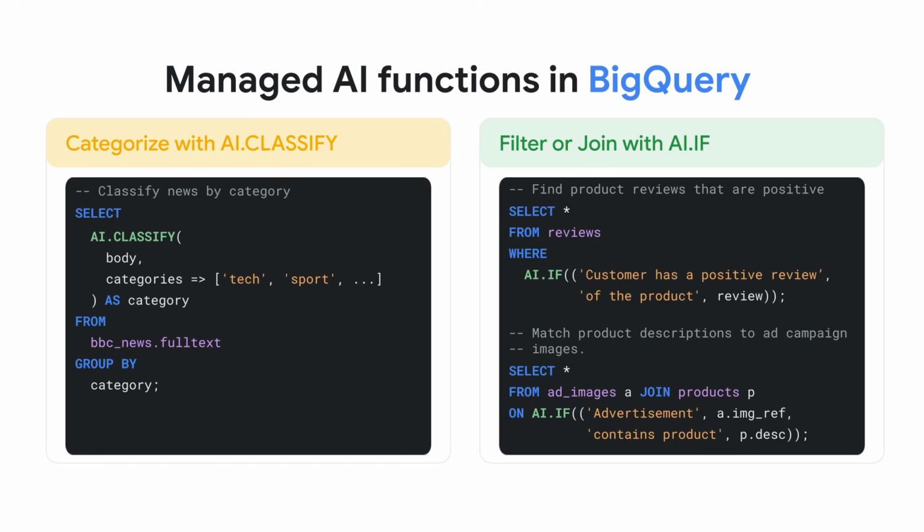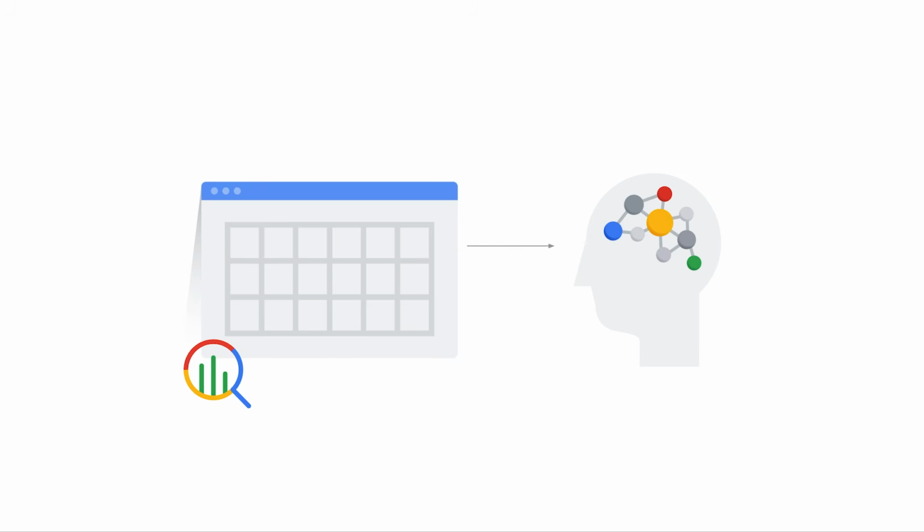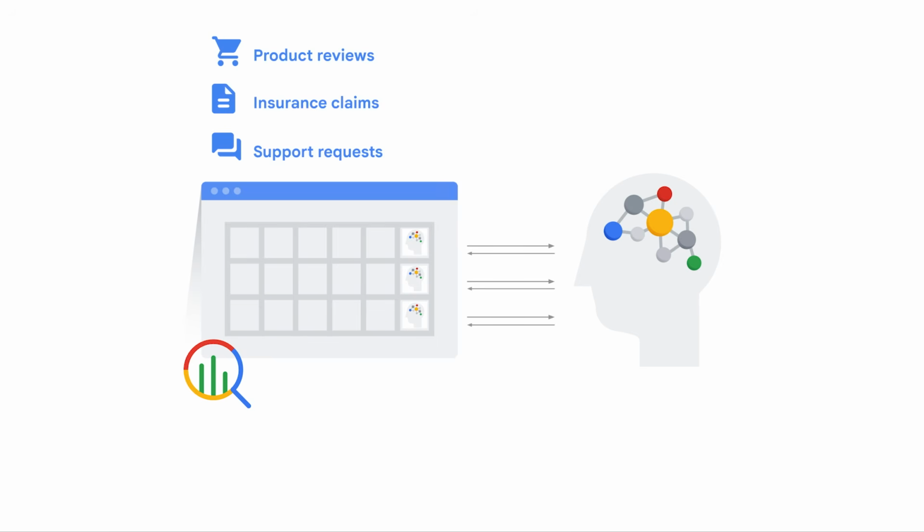BigQuery AI provides powerful managed functions like AI.IF and AI.CLASSIFY that bring the reasoning of large language models, or LLMs, directly to your data. By default, these functions send every single row of your data to the LLM. When you are dealing with large-scale datasets like millions of product reviews, insurance claims, or customer support requests, this approach can be expensive and take a long time to process.